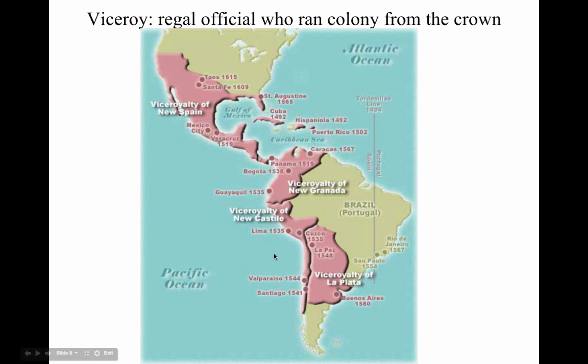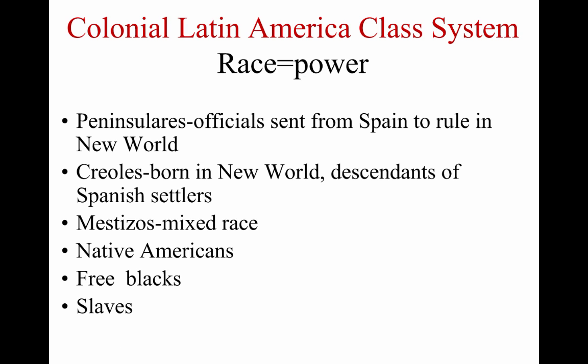So every one of these viceroys, they were not independent. All of them reported back to the Spanish crown. But I would argue that one of the most important political tools was the creation of the colonial class system. This will be important in terms of power, but also it changes the way people talk about ethnicity and race.